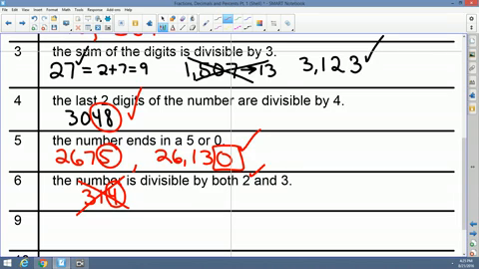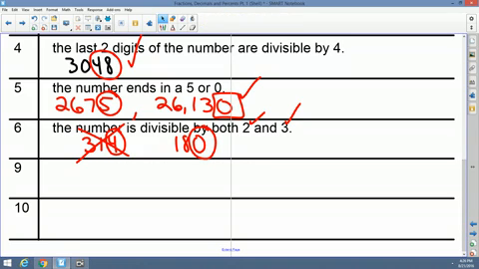So how about this? How about 180? Well, 180, 2 is divisible, right, because it's an even number. It's 180. And if you add the sum of the digits, you've got 1 plus 8, which is 9. 9 is divisible by 3, so 180 is divisible by 6. So again, a number is divisible by 6 if and only if the number is divisible by both 2 and 3.